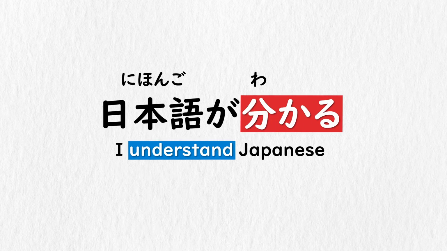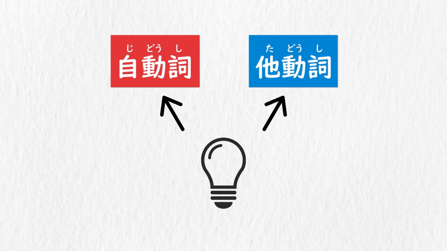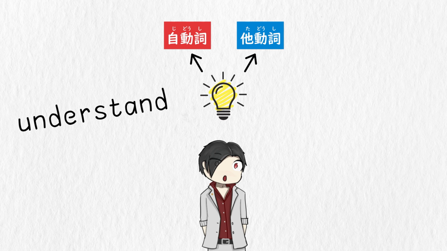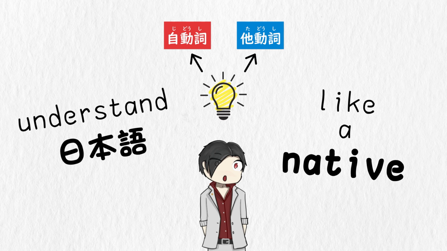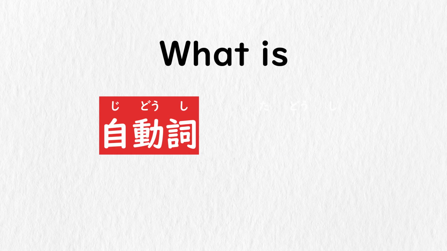This sentence will break your Japanese. See, Japanese verbs are divided into two types, jidoushi and tadoushi. These are fundamental concepts you must know to understand Japanese like a native. So to start off, what is jidoushi and tadoushi?